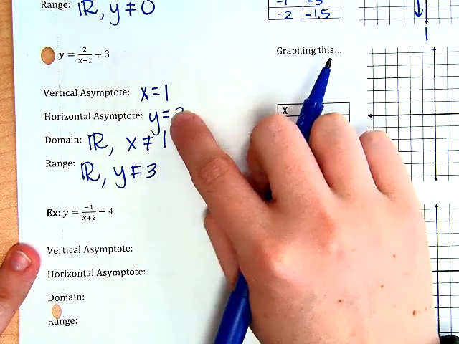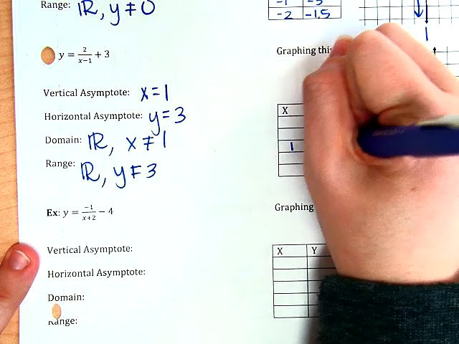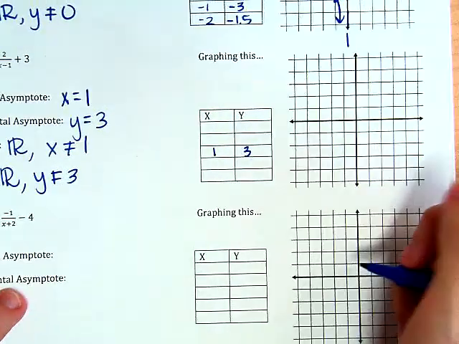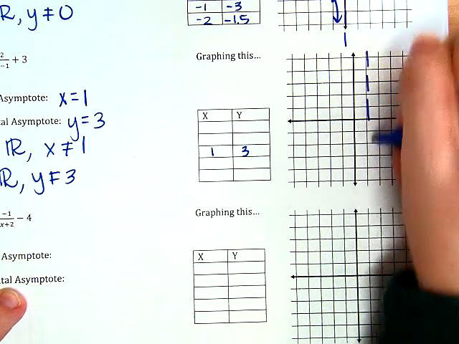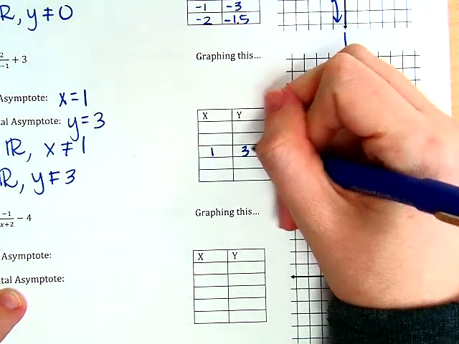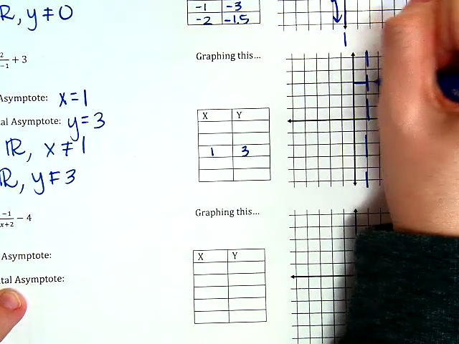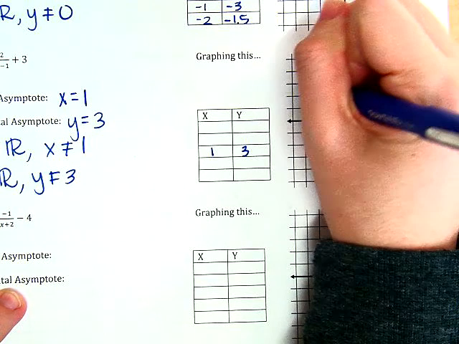And then I take my vertical and my horizontal and put them right in the middle. And then I'm going to graph those. Vertical is at 1, so at +1 I go straight up and down. Horizontal is at 3, 1, 2, 3, and I go straight across.